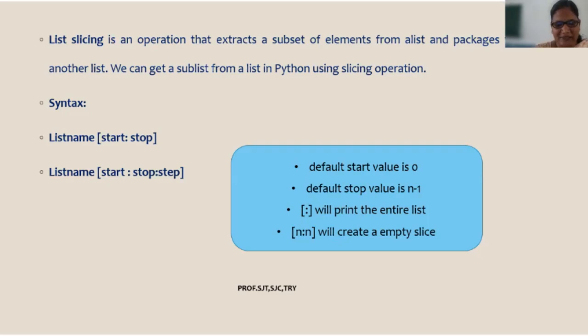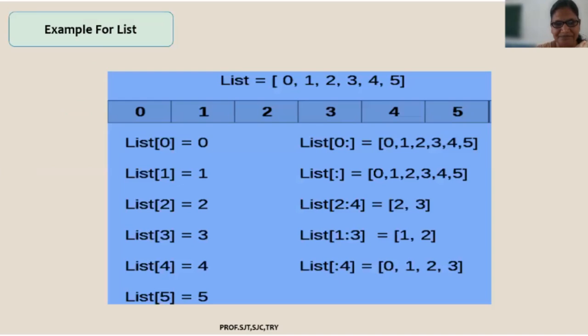The default start value is 0. The default stop value is n-1. If you are using a colon, it will print the entire list. If you are using n:n, it will create an empty list.